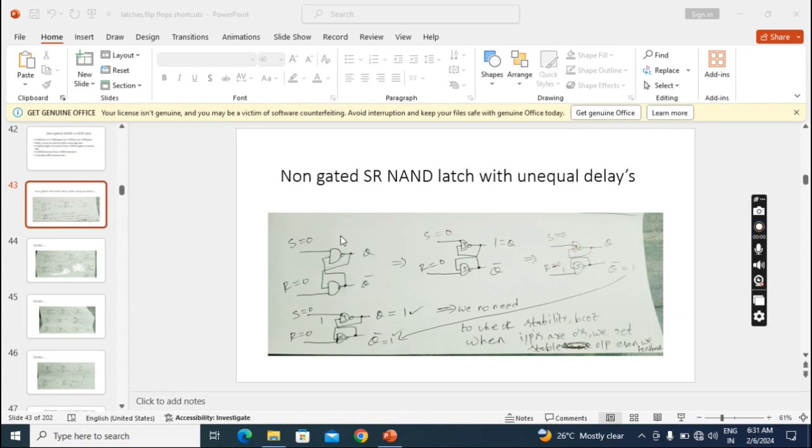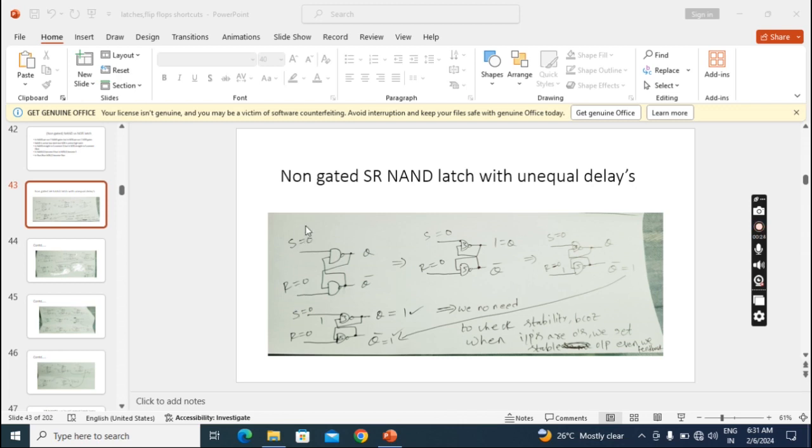Okay, let us discuss the first condition. When we apply 0 0, what is happening? With equal delays, or without delays, how are we doing it? When I apply 0 0, I am checking the output of both gates at a time. But with unequal delays, we should not check like that. What do we have to do?